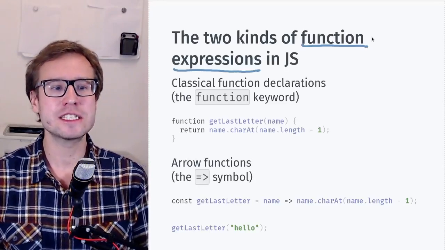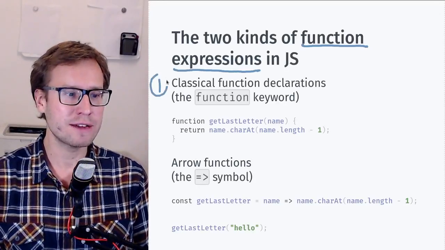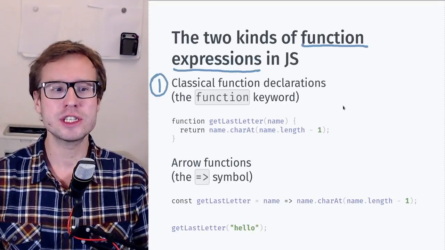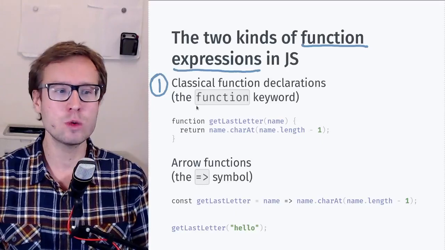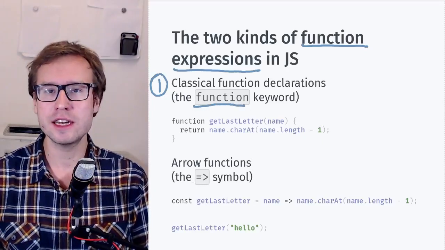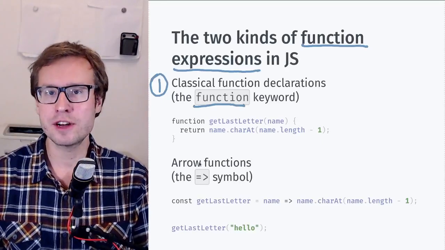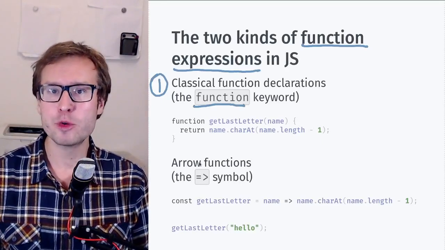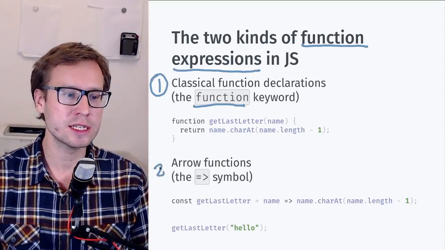What I'm calling classical functions, first of all, the original kind of function in JavaScript, are basically functions declared with the function keyword. And then arrow functions, the other kind, well, these are expressions. These are not functions in memory, but these are expressions in the code, and that's an important distinction.